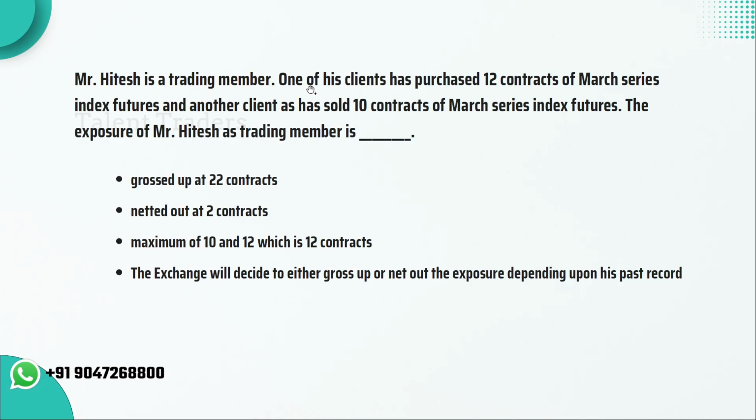It is a trading member. A client purchased 12 contracts of March series index future, and another client sold 10 contracts of March. They are asking what the total exposure towards the trading member is. The total position is grossed up to 22, because it is the total as a trading member. If it is a client, it is 12, and another client is 10. But if you are asking about the trading member, it is 22 in total.